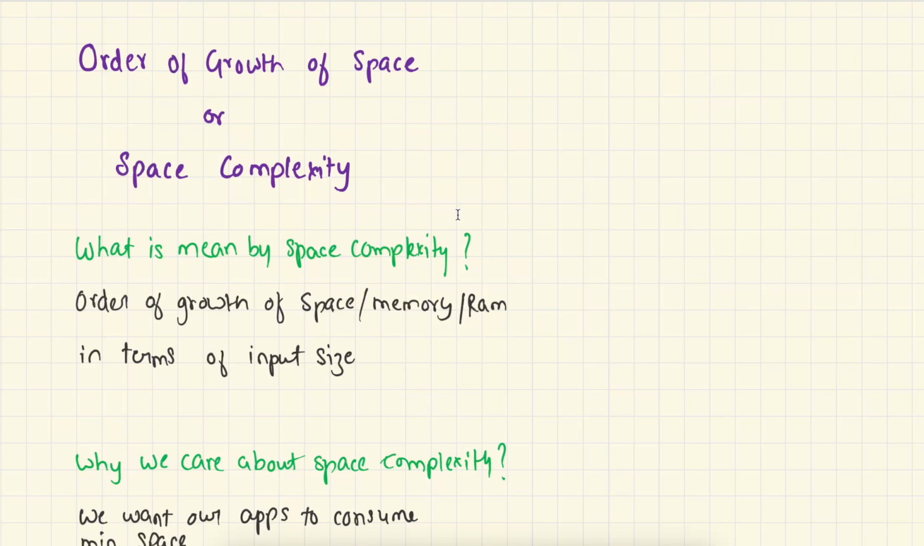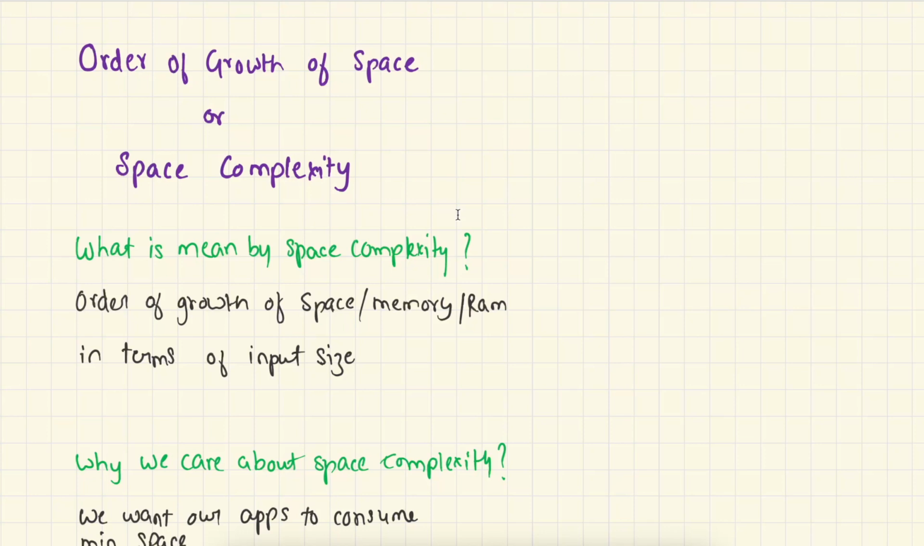So let's get started. When we talk about order of growth of a function, we generally talk about the time taken by a function to solve a problem in terms of input size. And we generally consider our input tends to infinity. In space complexity, we generally care about space, not the time. So what is meant by space complexity? Space complexity simply means the order of growth of space, memory or RAM in terms of input size. So it means when our input tends to infinity, how much space our program is going to take.